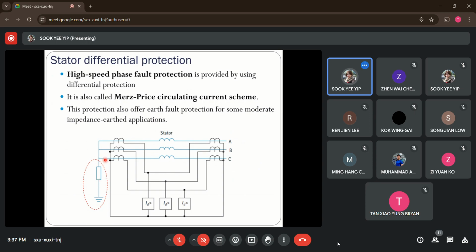So right now, with these connections, if one of the phases short circuits to ground, we are able to detect it. Why? Because there will be an upward current flowing through this neutral path, flowing back to the source. Okay, so now let's move on.